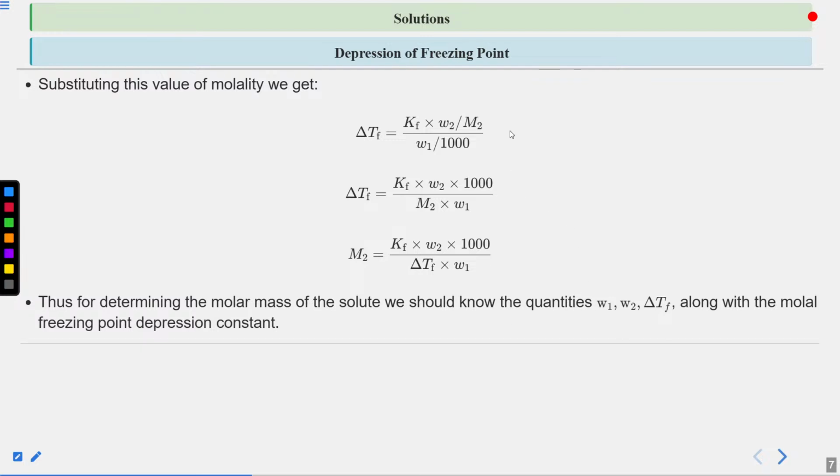So I would suggest you just go and try all this calculation by yourself. Then it will be more clear how we are cross multiplying it and getting the final equation. So this is very important in physical chemistry.